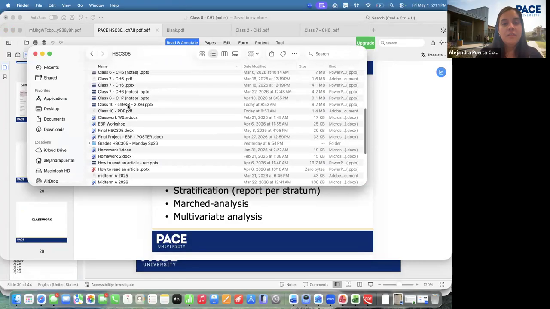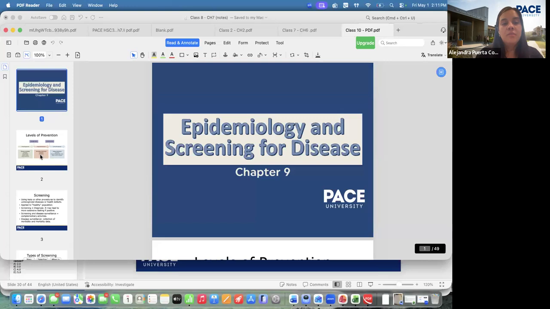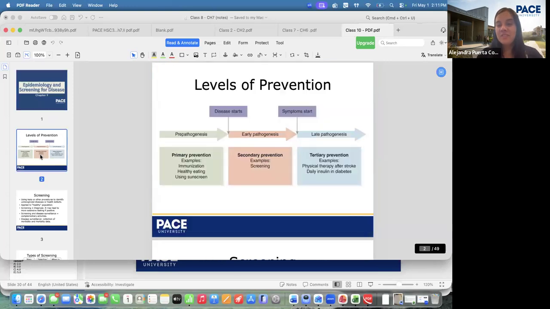Week 10. Again, levels of prevention, right? Wait, what am I missing here? No, I have mentioned most of it. Confounders, variables, 2 by 2 tables. Okay, good.